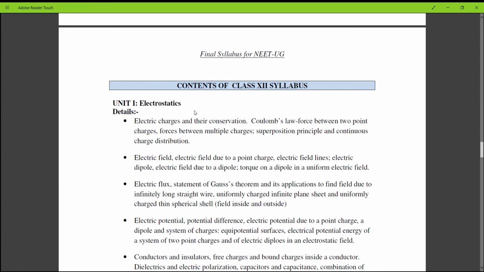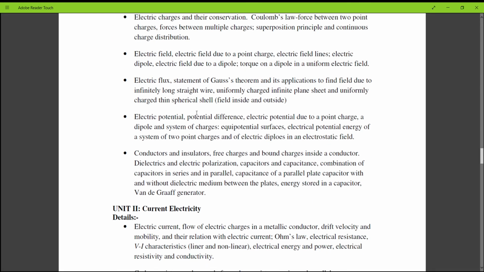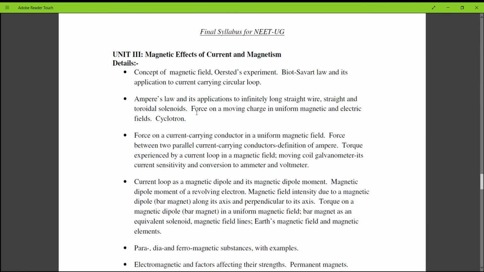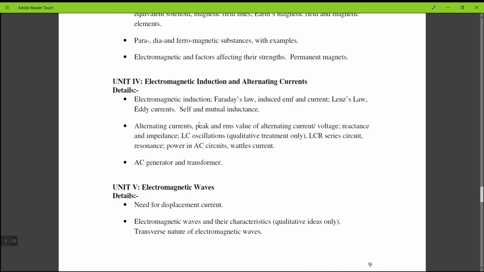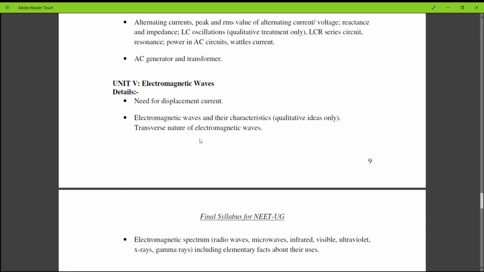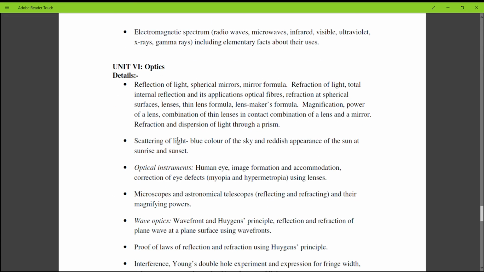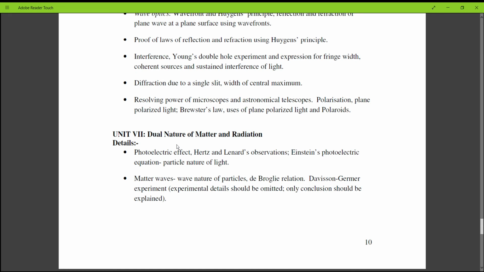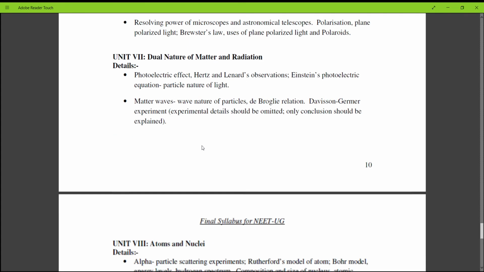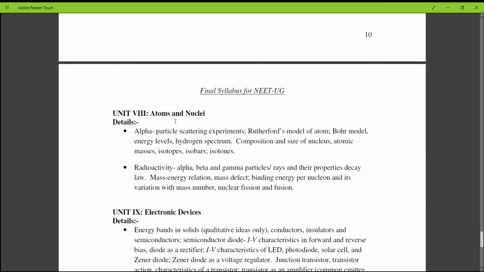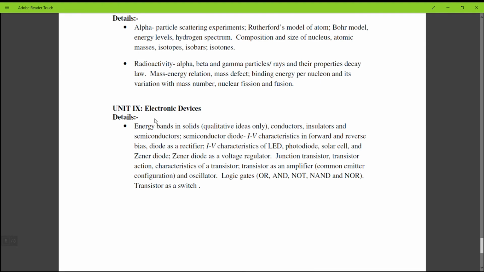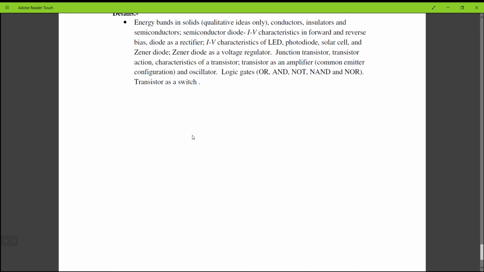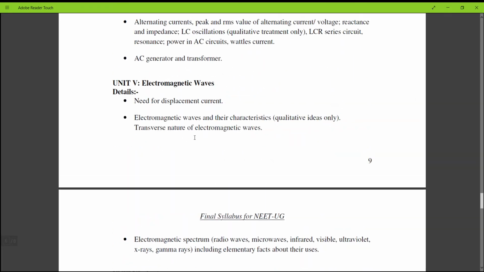So first unit is electrostatics, second unit is current electricity, third unit is magnetic effect of current and magnetism, fourth unit is electromagnetic induction and alternating currents, fifth unit is electromagnetic waves, sixth unit is optics, that is wave optics and ray optics. Then the seventh unit is dual nature of matter and radiation. Eighth unit is atoms and nuclei. Ninth unit is electronic devices. And this is the last unit. So we will now see the detailed syllabus.